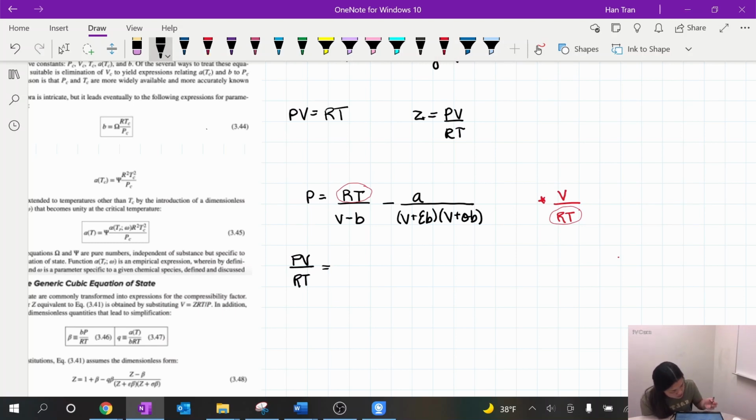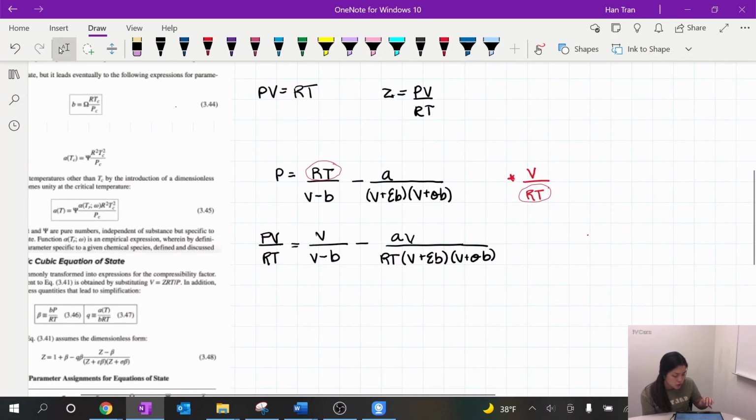And so I'm going to be left with the specific volume divided by the specific volume minus the parameter b, and then in this next term I'm going to have the parameter a times the specific volume divided by the gas constant R times temperature times the quantity of the specific volume plus epsilon b times the quantity of the specific volume plus sigma b. So what I'm going to want to do next is simplify this as best I can.